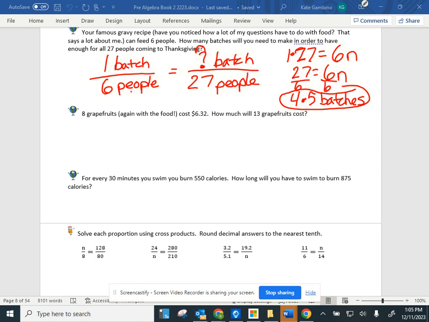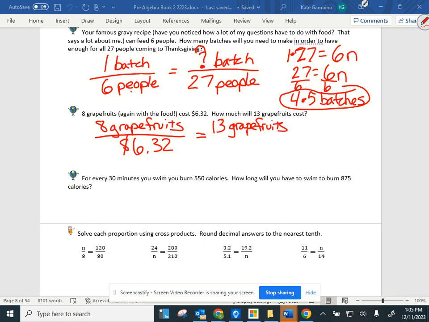Jude, you do 8 grapefruits over $6.32 equals what, Jude? Equals 13 grapefruits over N. That N, that variable, is our question mark, what we're wanting to figure out. So then, now that I have my proportion, how do I solve that with cross products?